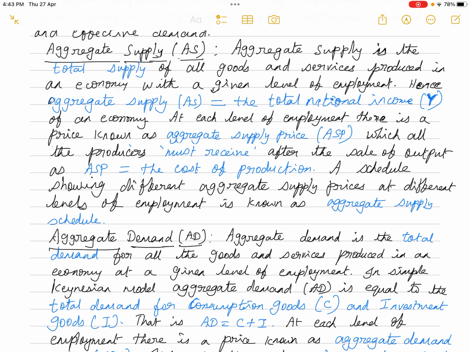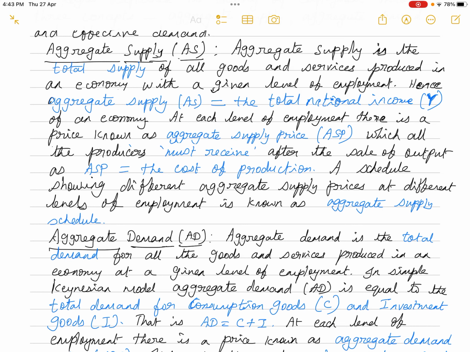I have a very small business, so with the employment of 10 laborers, I am incurring expenses towards wages equal to 50,000. After I sell these commodities in the market, I should get this 50,000, isn't it? Because 50,000 is my cost of production, I must receive this 50,000. That's why at each level of employment there is a price known as aggregate supply price. So this 50,000 is my supply price.